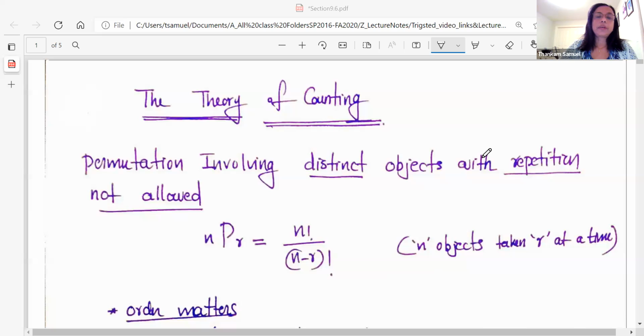Hello, in this section, we will focus on counting techniques that involve permutations. Specifically, permutations involving distinct objects with repetitions not allowed.